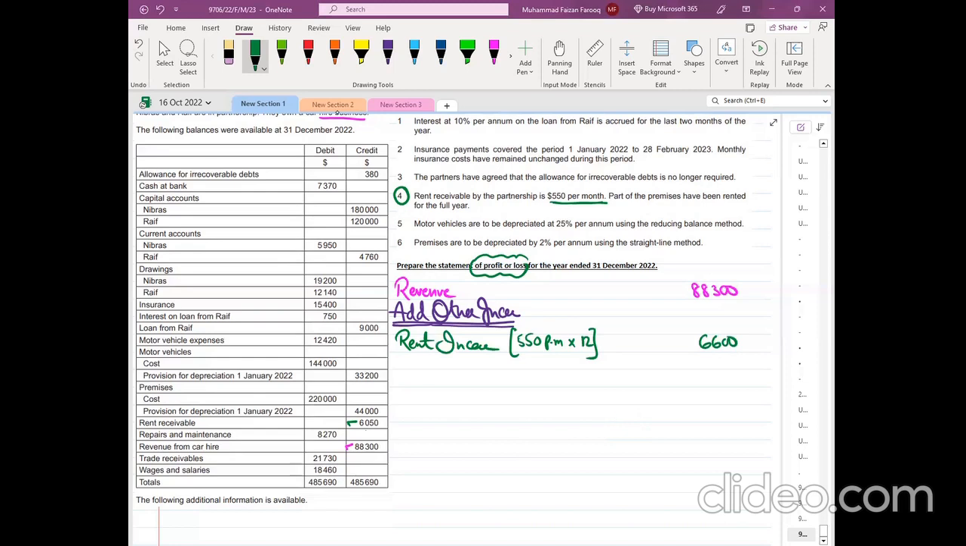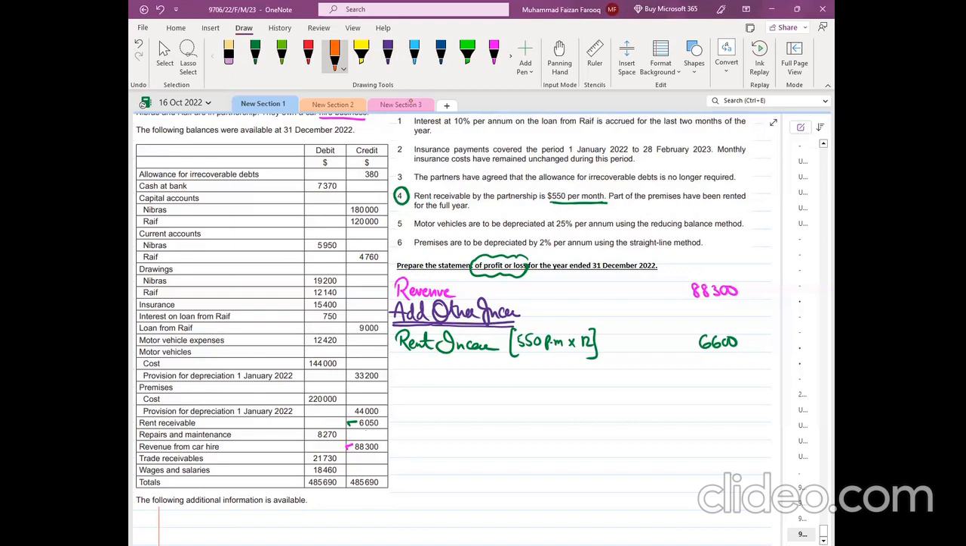One more income. Long ago when I was teaching you the topic of bad debts and provision for bad debts, I used to say that sometimes provision is an income, sometimes an expense. If it is an increase in provision, it's an expense. But if it is a decrease in provision, it's an income. How do we know that? We have to compute, right or wrong?